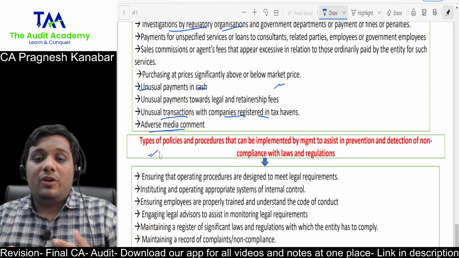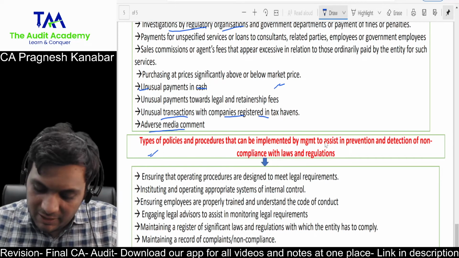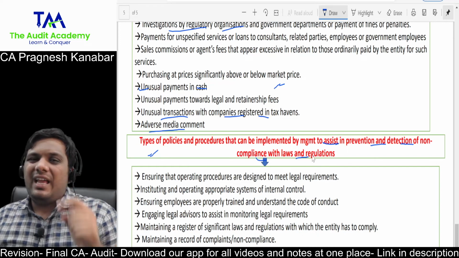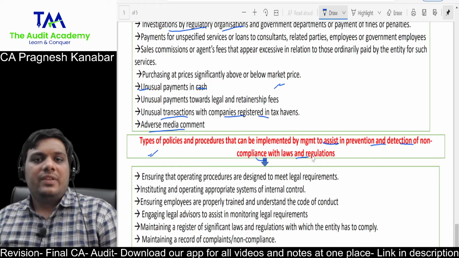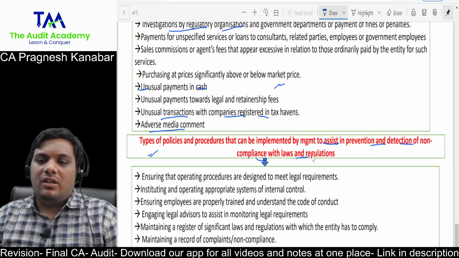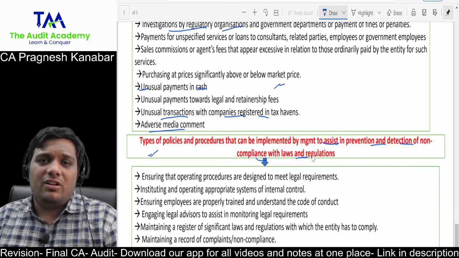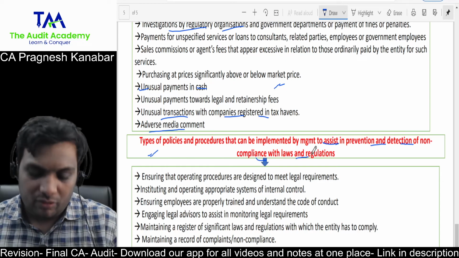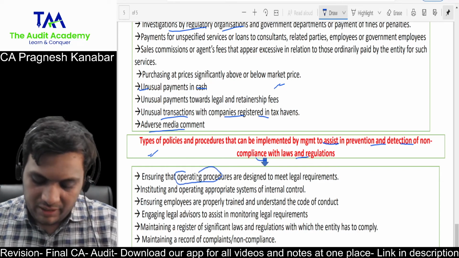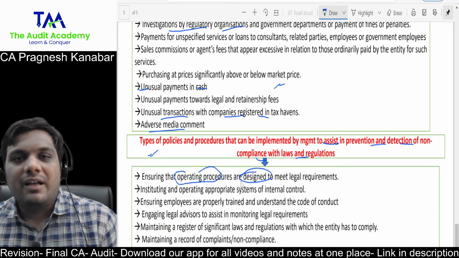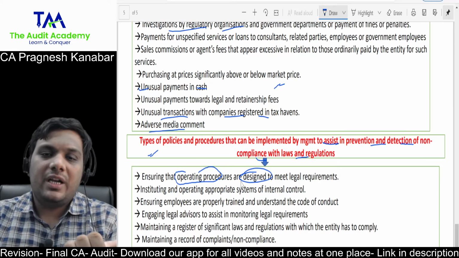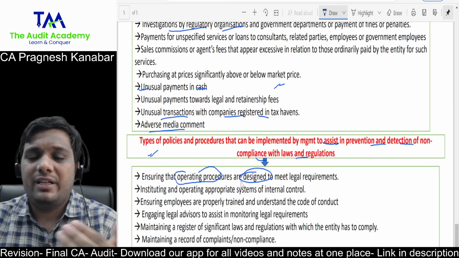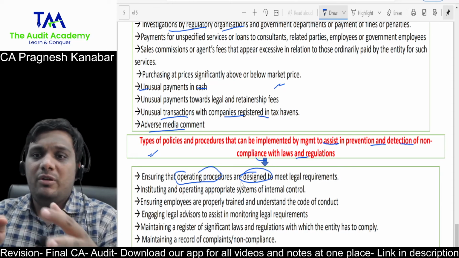What are the types of policies and procedures that can be implemented by management to assist in prevention and detection of non-compliance with the laws and regulations? Just think as if you are the management of the entity. How will you ensure that there is no non-compliance with laws and regulations? And in fact, if there is non-compliance, then it is at least detected. Basically, how will you implement the internal control for that? You need to ensure that your operating procedures are designed to meet legal requirements. Whatever purchase, sales, marketing you're doing, it should be designed to meet legal requirements. So whenever you're designing purchase, sale, automatically there should be a discussion of how to implement GST over there.